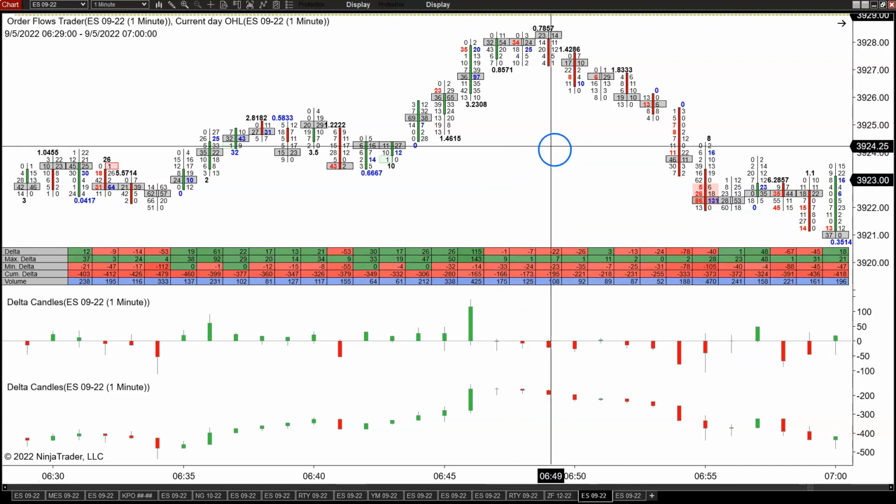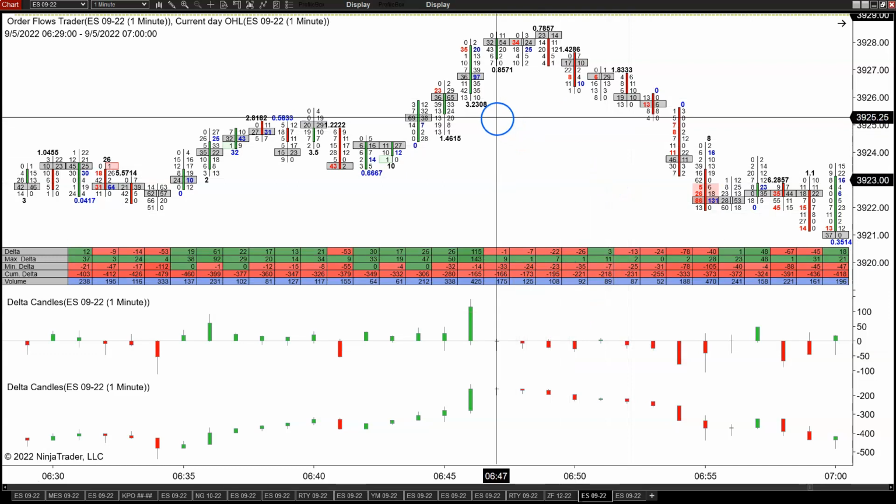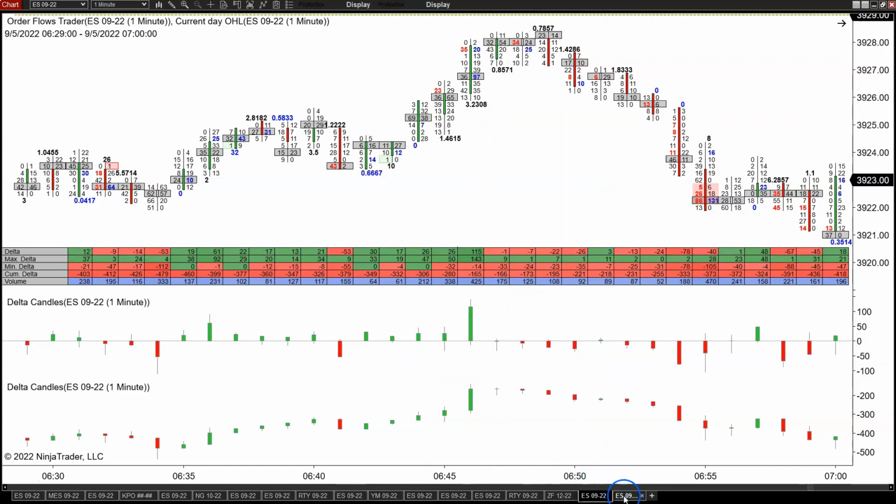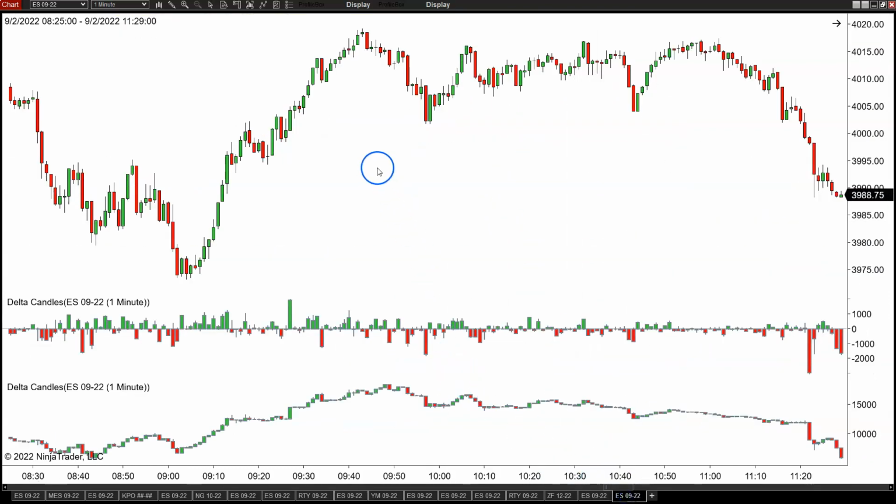So that's another way you can use delta, right? You could use the delta candles like this. And it's gotten to the point where traders aren't even looking at a footprint chart. They're looking at a delta chart, right? This is the delta candles on the bottom.